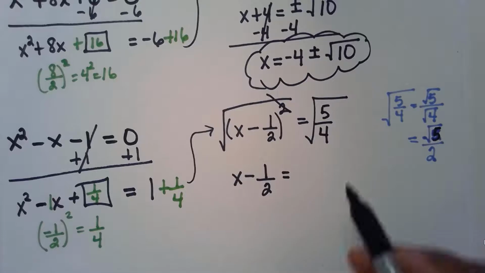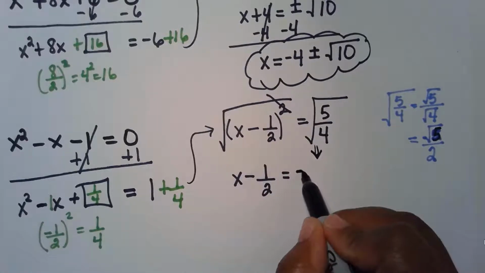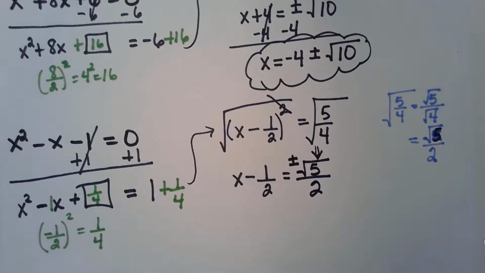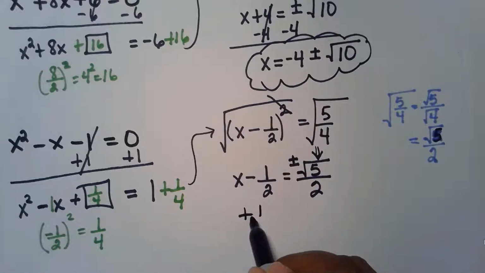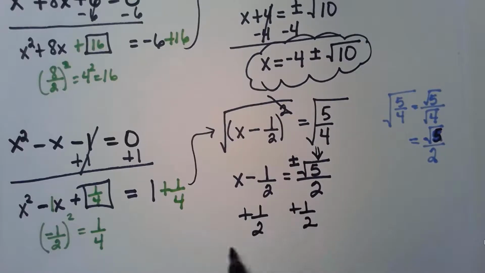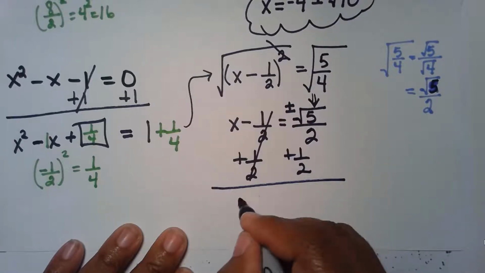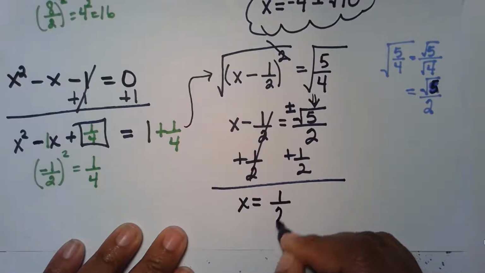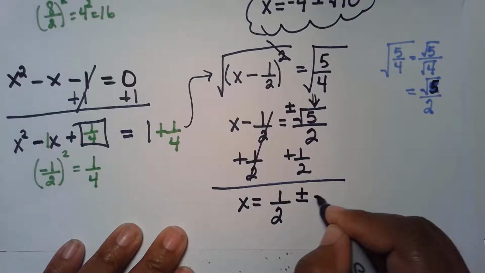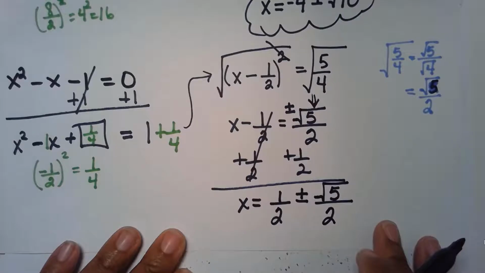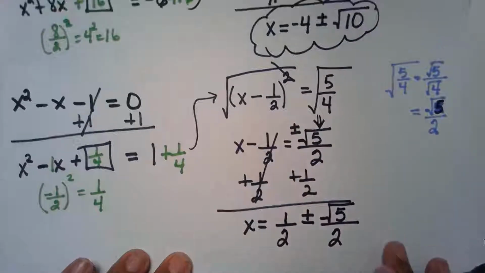So this would be the square root of 5 over 2, but remember we have two solutions, plus or minus. And then solving for x, we're going to add 1/2 to both sides, and we have x is equal to 1/2 plus or minus the square root of 5 all over 2. And there we go. That is our solution.